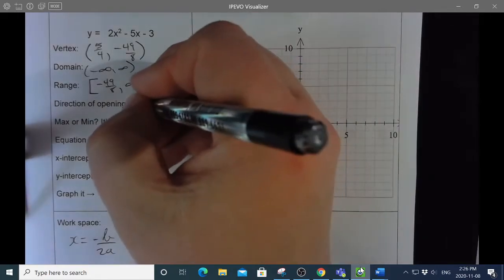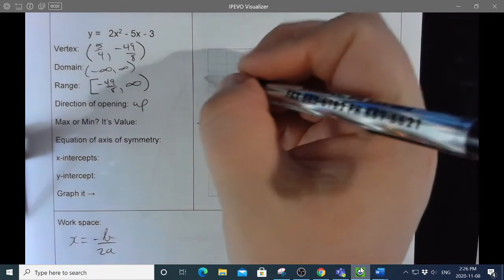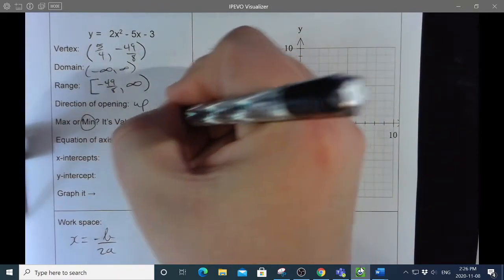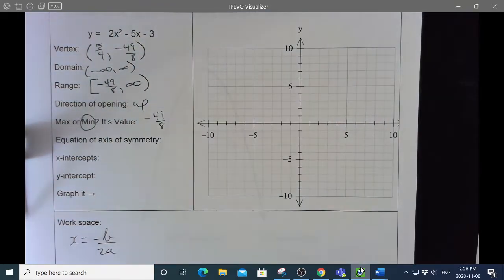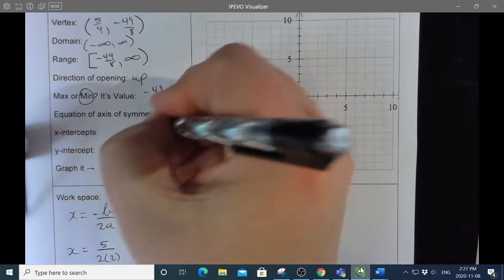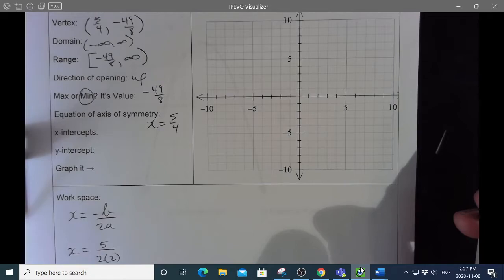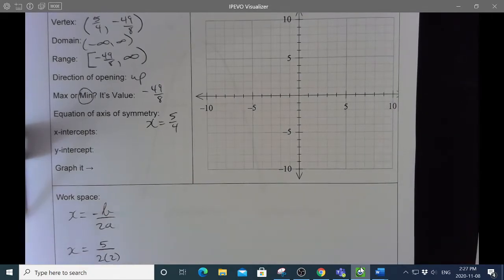Direction of opening, like we said already, is up, and we already know that if it opens up, it has a minimum, and that minimum is negative 49/8. And the equation of its axis of symmetry is x equals 5/4. So it always has to be the same as the vertex's x value. Okay, x-intercepts I'm going to have to work out.